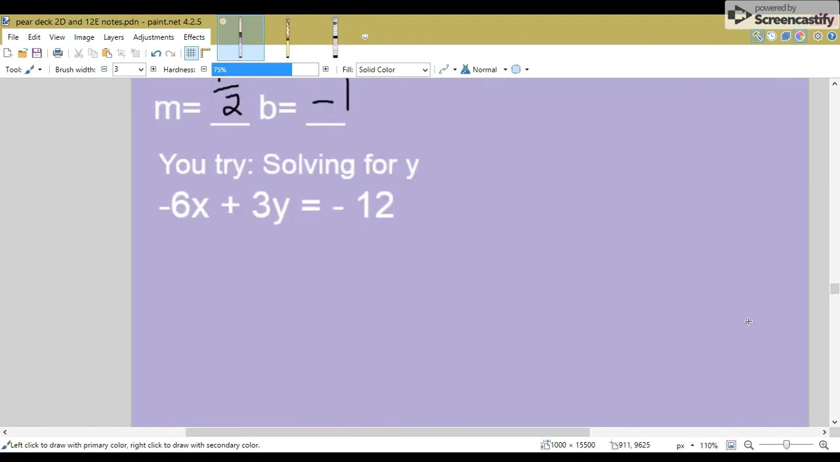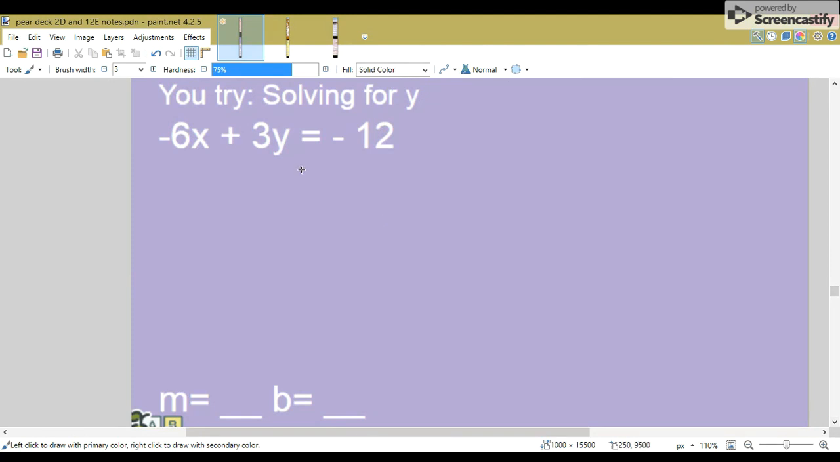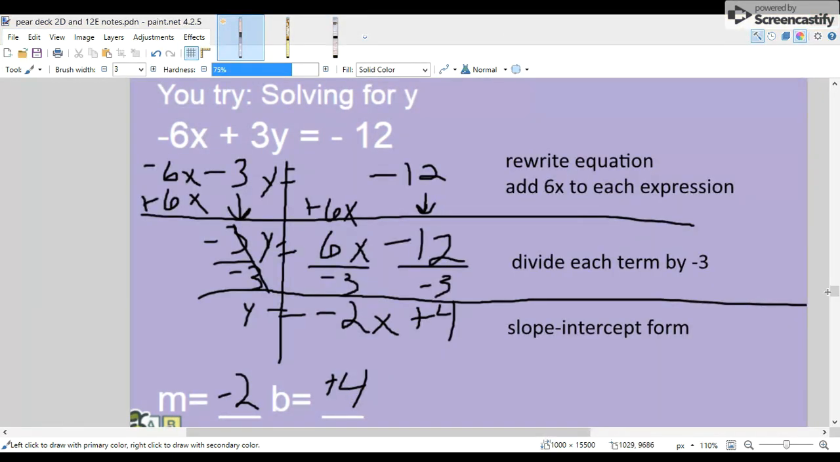Okay, now you try this one. Pause the video. On your Pear Deck slide, go ahead and try this one out. -6x plus 3y equals -12. Solve for y, identify the slope and the y-intercept. Your slope-intercept form should be y equals -2x plus 4, where the slope is -2 and the y-intercept is +4.